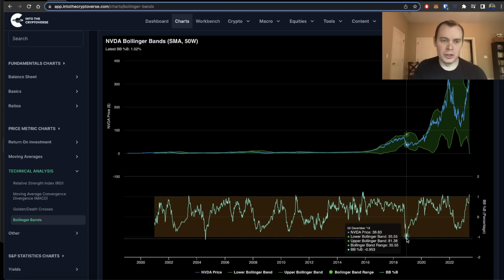So using the Bollinger Bands and looking at, say, moves away from a longer-term moving average for an asset that you think is going to stand the test of time, it can be useful to understand whether you're getting a good deal or a bad deal, right?